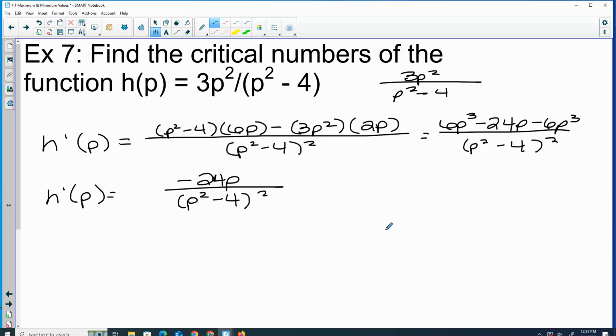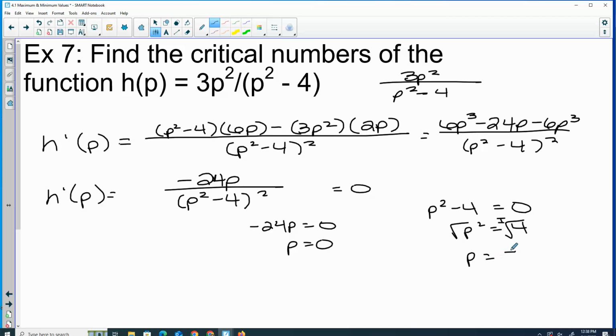Alright, so I need to know when this is 0 or undefined. So if I set it equal to 0, you just get negative 24p equals 0, so p is 0. How do I find out when it's undefined? That would be when the inside, p squared minus 4, is equal to 0. So p is plus or minus 2. So my critical points are when p is 0, negative 2, and positive 2.